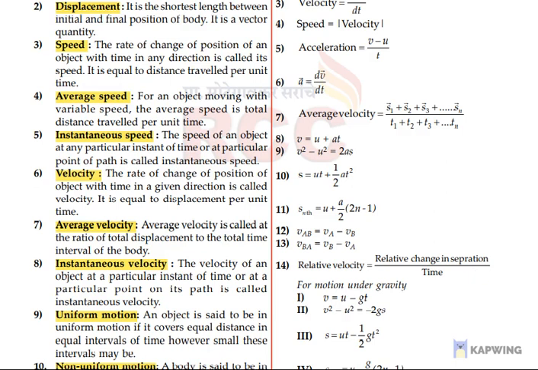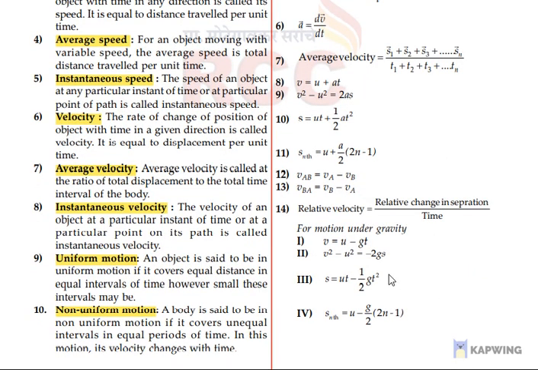For motion under gravity, the first equation is v is equal to u minus gt. v square minus u square is equal to minus 2gs. s is equal to ut minus half gt square. s nth is equal to u minus g by 2 into (2n minus 1).